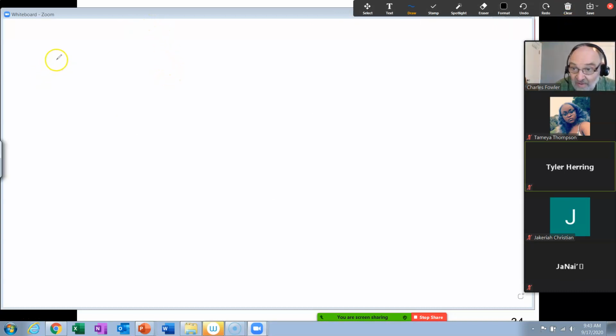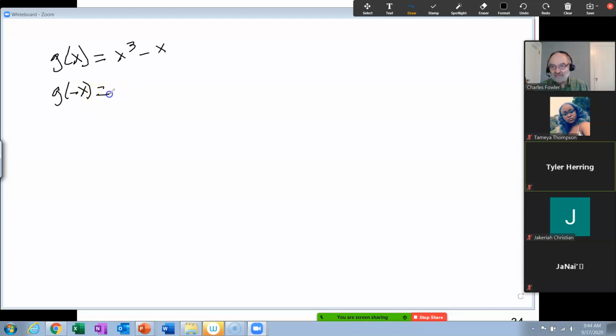g of x is equal to x cubed minus x. Okay? Now, what's the test? The test is to see what g of minus x is. So let's see what that is. Remember what we do? Everywhere you see an x here, you put a minus x there. So this will be minus x cubed minus a minus x.